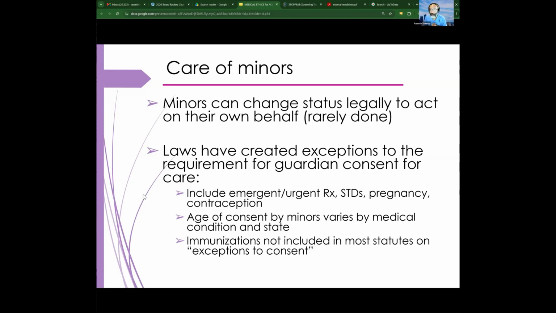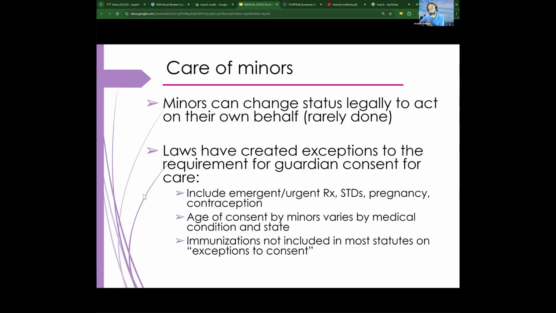So when we think about the care of minors, one aspect is minors can change their status legally to act on their behalf, to become emancipated. That is very rarely done. I personally have never seen that in my own career. Some of you may have. And generally, there's a lot of extenuating circumstances. And that, of course, there's a legal process involved.